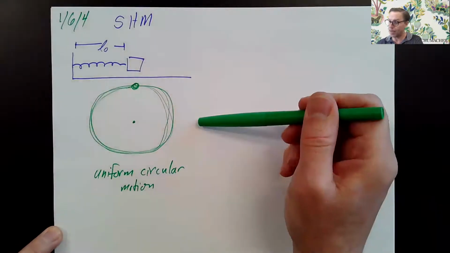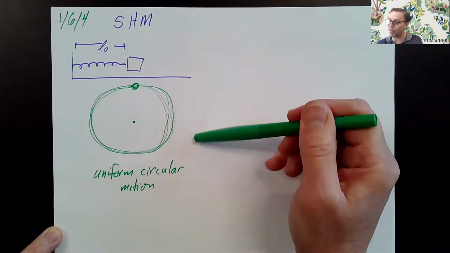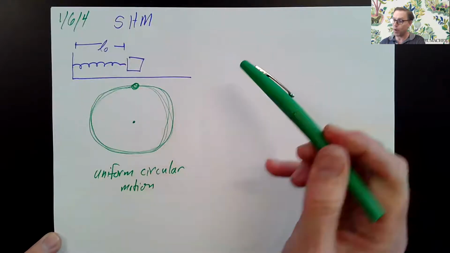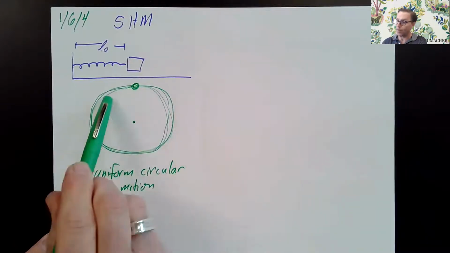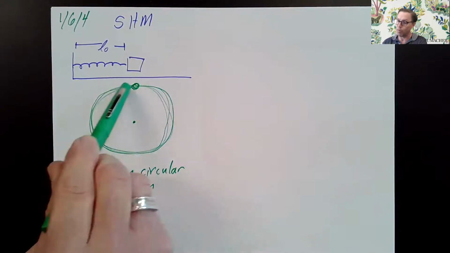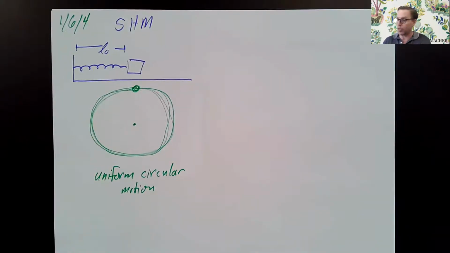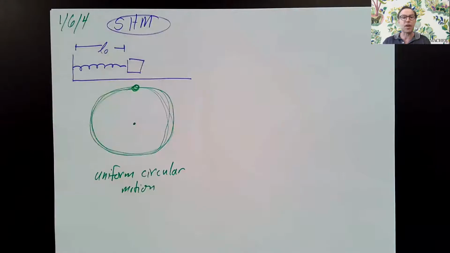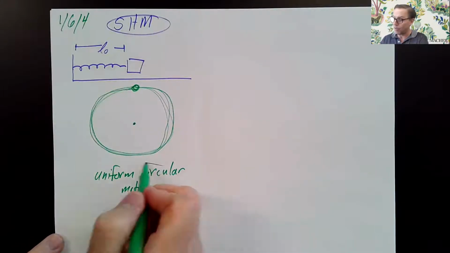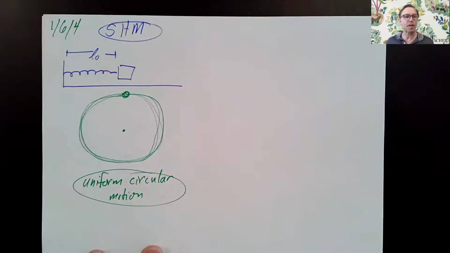Similarly, if I had a hanging block that was hanging here and then I moved it up here, the up and down motion of that spring would perfectly coincide with the vertical component of this uniform circular motion. So simple harmonic motion can be thought of as either the horizontal or the vertical component of uniform circular motion. They are very, very closely related, and we've talked about that before.